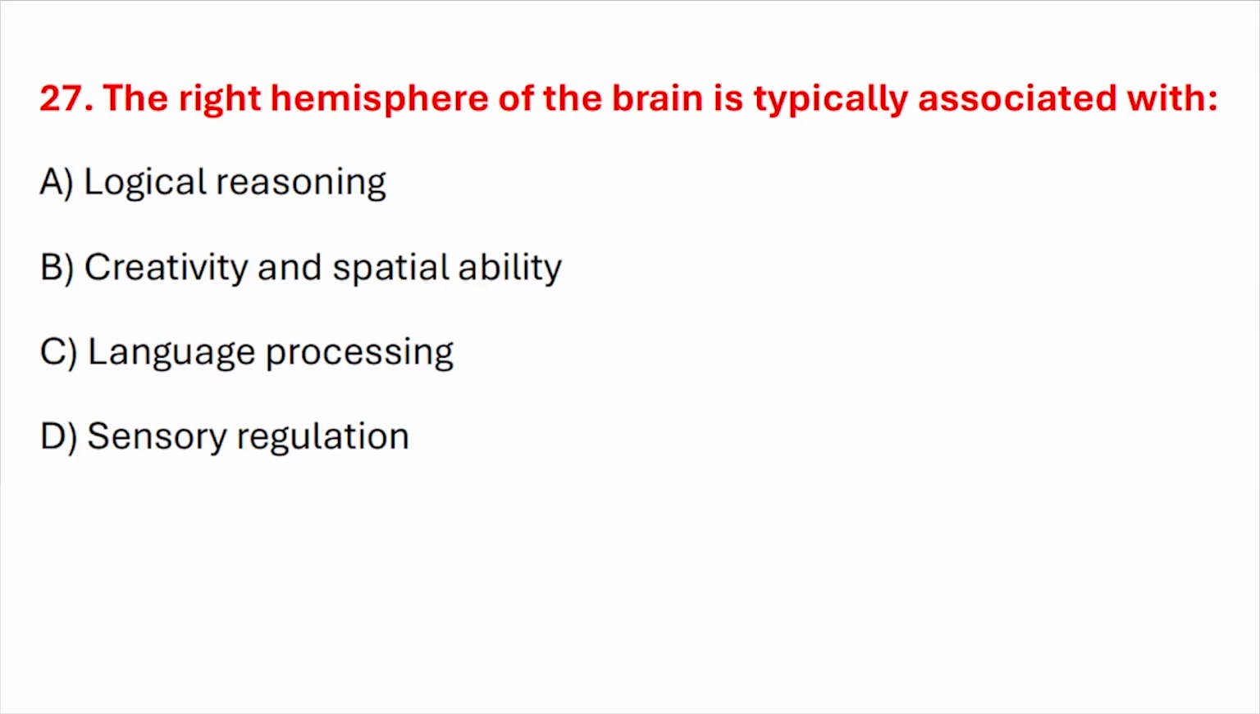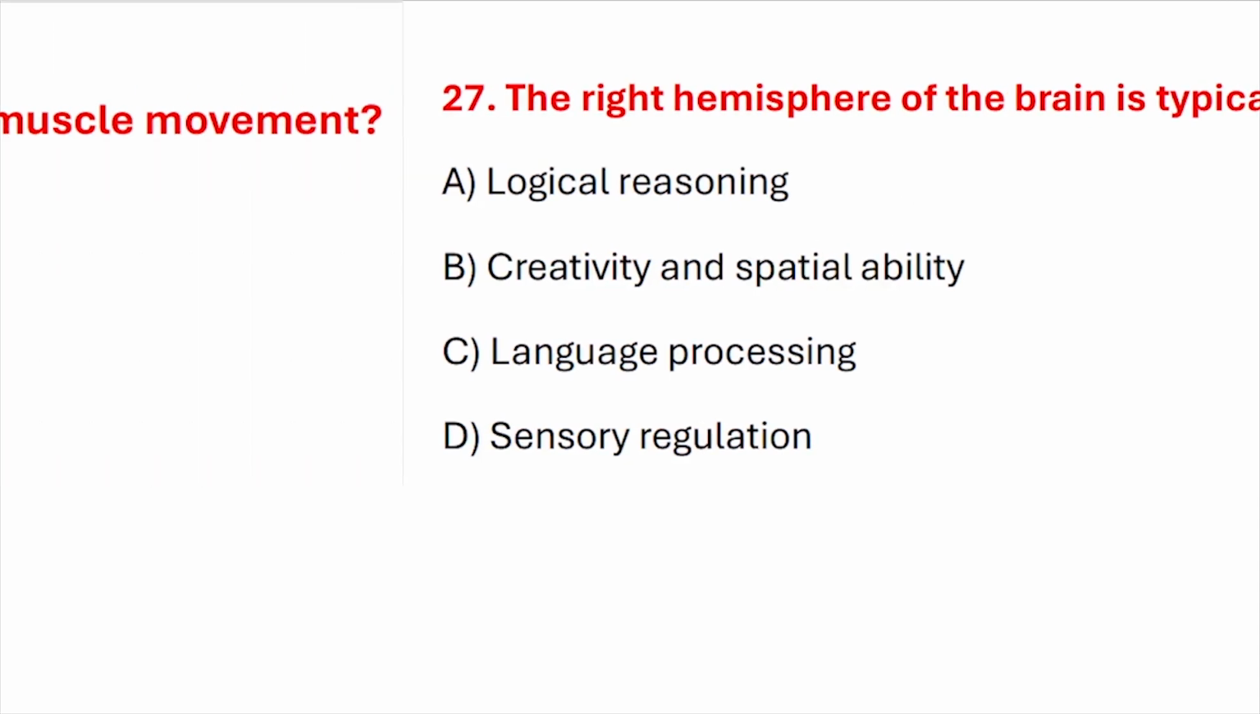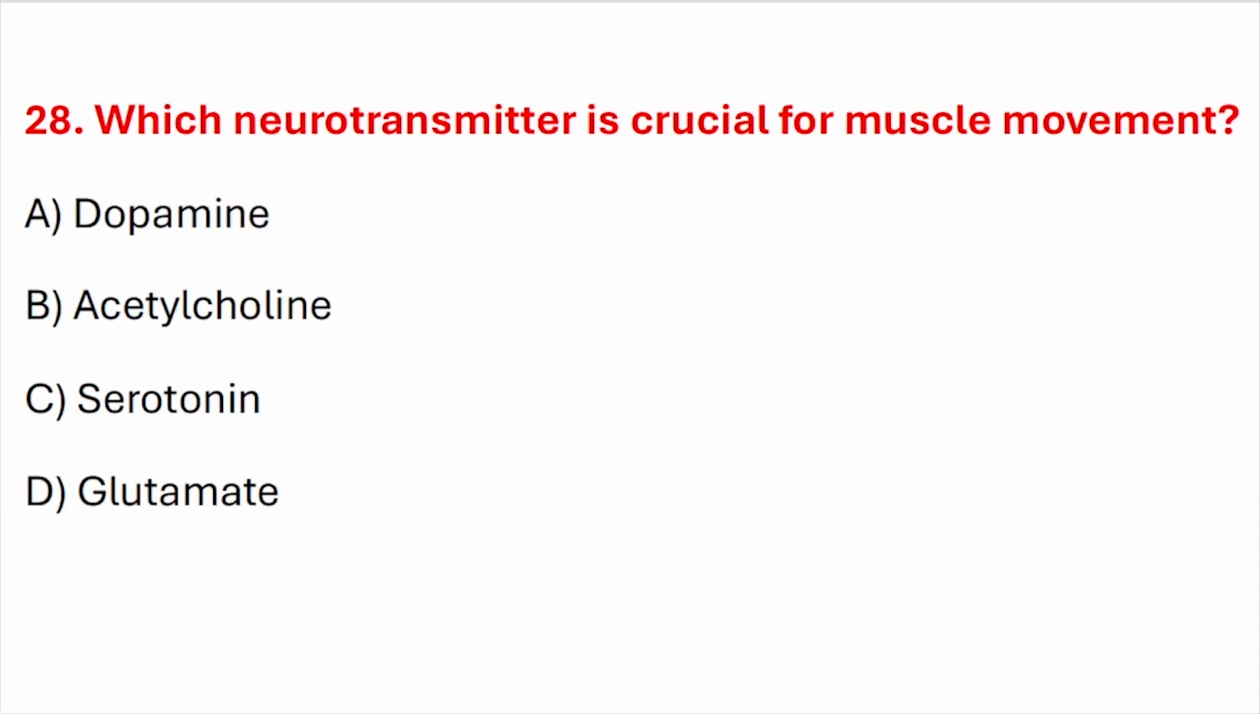Question number 27. The right hemisphere of the brain is typically associated with? Correct answer is option B, creativity and spatial ability. Question number 28. Which neurotransmitter is crucial for muscle movement? Correct answer is option B, acetylcholine.